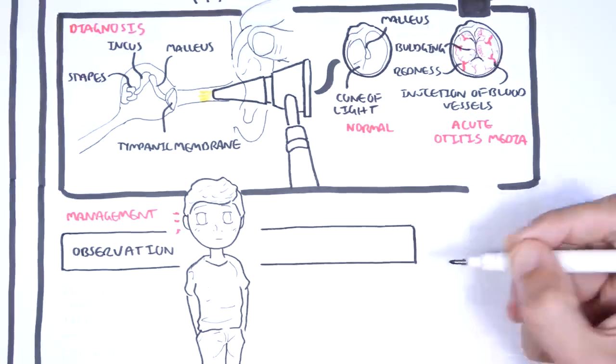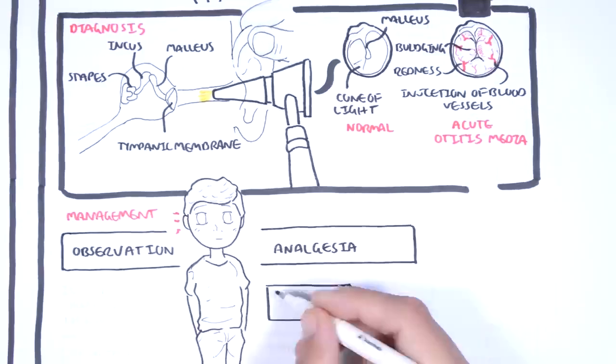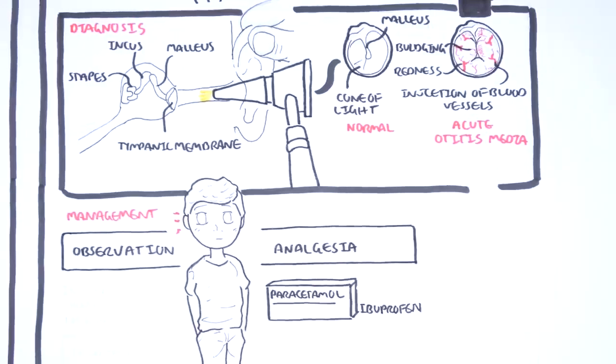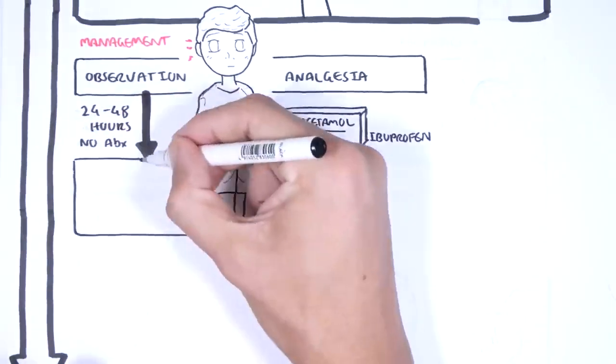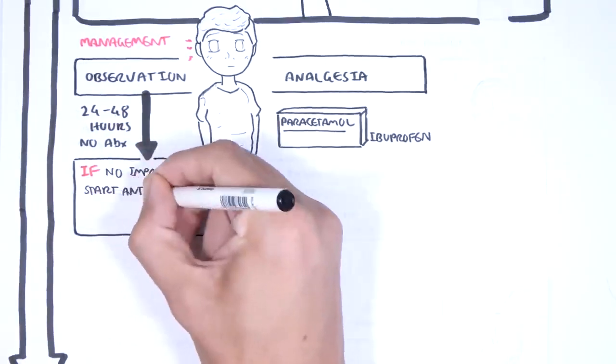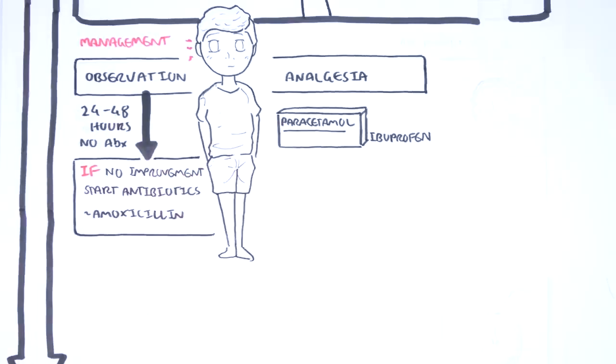Pain and fever in acute otitis media should be controlled with paracetamol or ibuprofen. If symptoms do not improve with analgesia after 48 hours, then a course of antibiotics is commenced. Typically, this is amoxicillin. Decongestants and antihistamines are not beneficial in the treatment of acute otitis media.